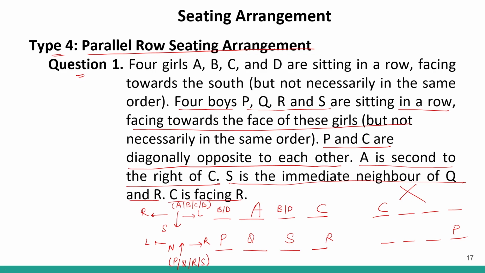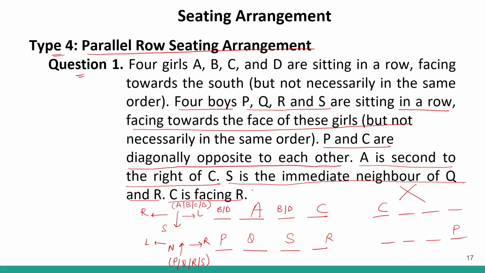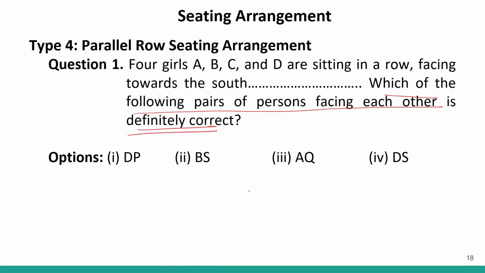Now let us look at the question. The question asks which of the following pair of persons facing each other is definitely correct. So let me draw the possibility. We have B, D, A, then B, D and C. Correct? These are your girls. Then we have boys. Boys are P, Q, S, R. Correct? These are your boys.